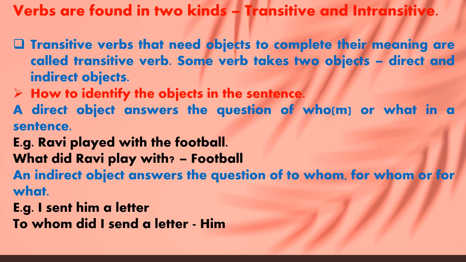Now let us see what an indirect object is. An indirect object answers the questions to whom, for whom, or for what. These three things you can ask. Example, let us see: I sent him a letter. The question is, to whom did I send a letter? What is the answer? Him. So him is the indirect object.